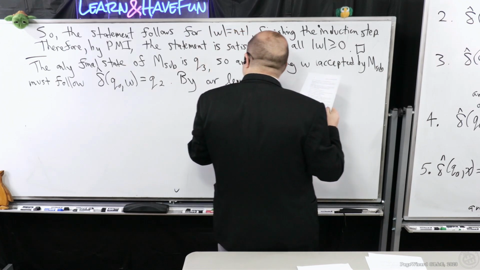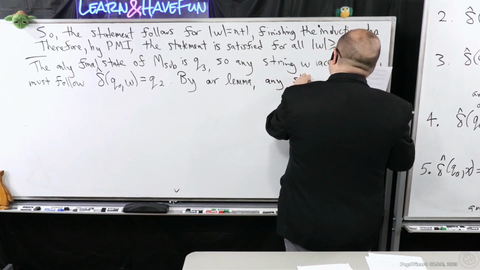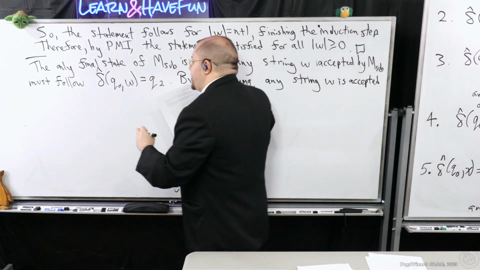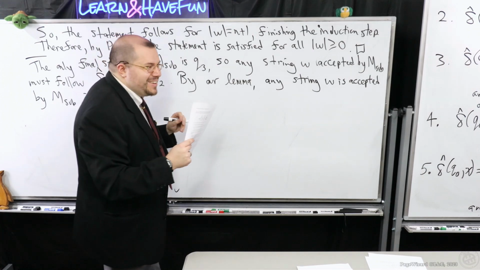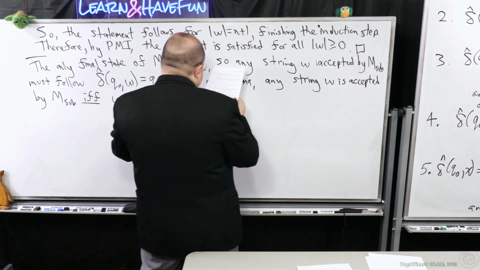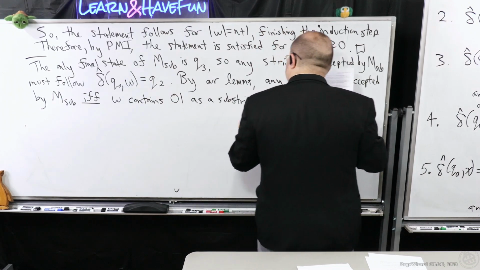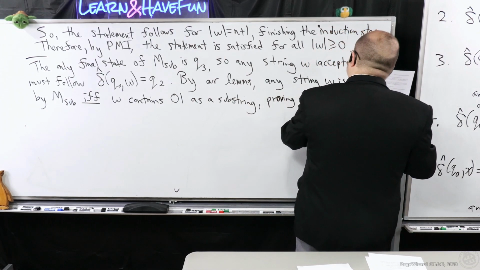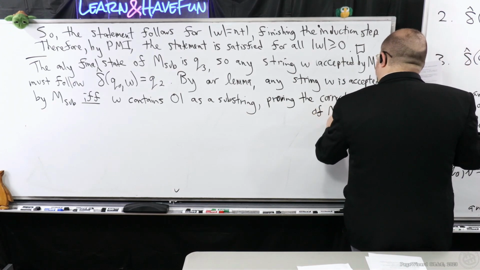If you could give it a name, it's usually a little bit helpful, like call it lemma 1 or something like that. By our lemma, any string W is accepted by M sub if and only if, it's very important, if and only if W contains 0, 1 as a substring. Proving the correctness of M sub.